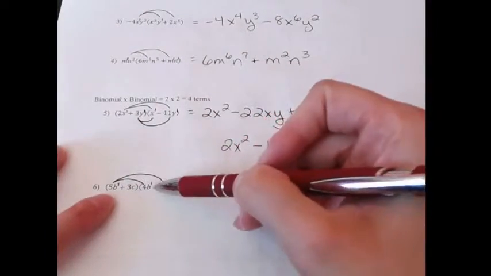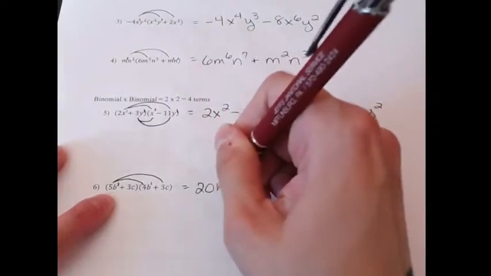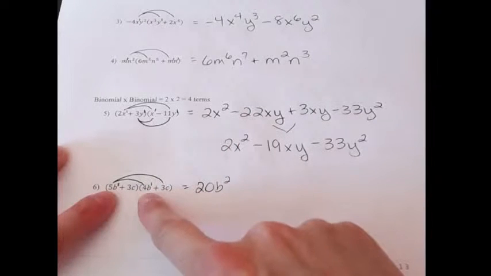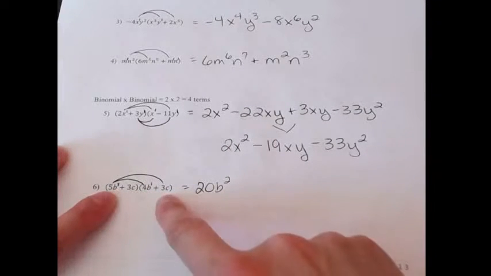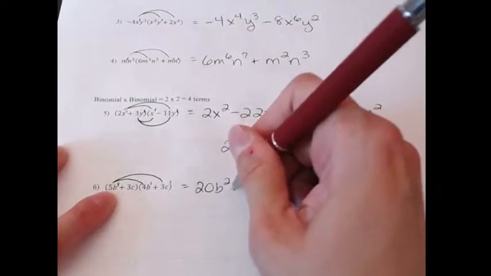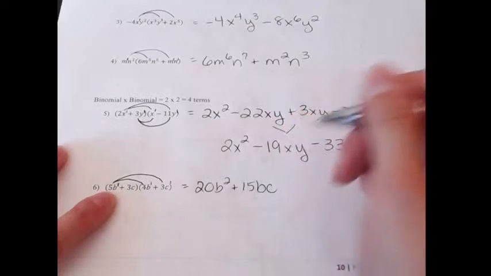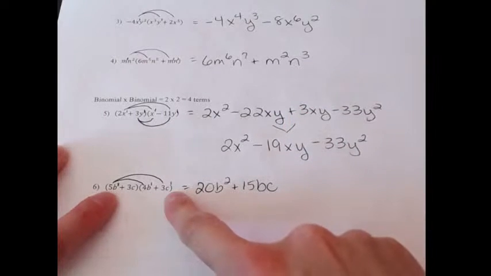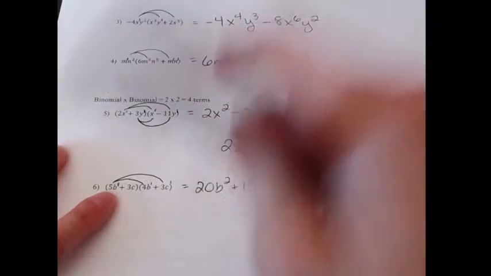So 5b times 4b is going to be 20b to the second power, right? b to the first times b to the first, b to the second. We then distribute 5b to the first times 3c to the first. So that's going to give us 15bc. They're both to the first power, so we essentially just combine those two.